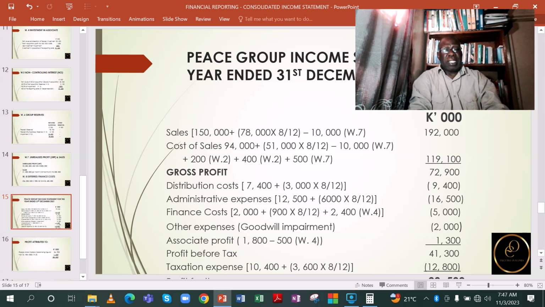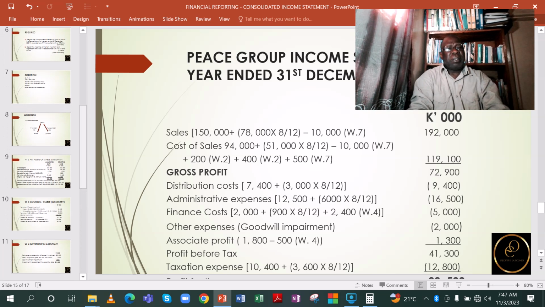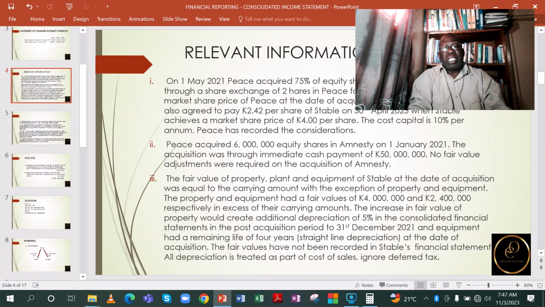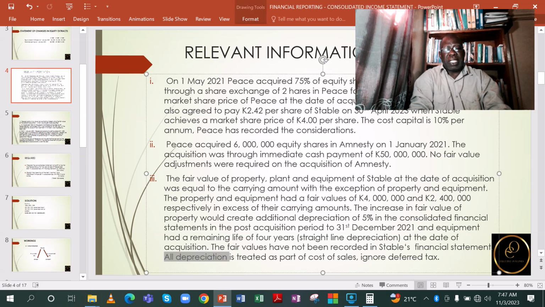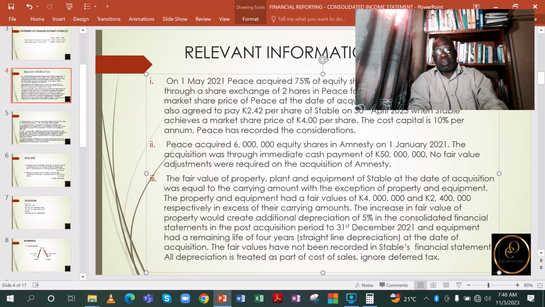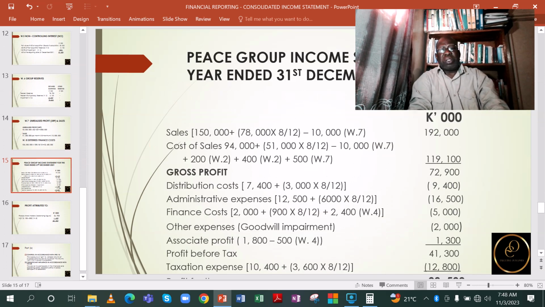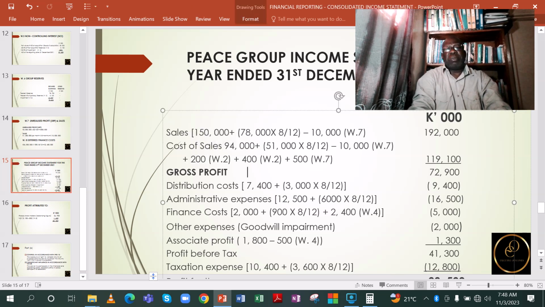Then we are told that there is a note here. Under note number 3, the fair values have not been recorded in Stable's financial statements. All depreciation is treated as part of cost of sales. So in the cost of sales, remember we did work out under working number 2 the depreciation adjustment relating to property of 200 and also the depreciation adjustment relating to equipment of 400. So these are part of cost of sales.